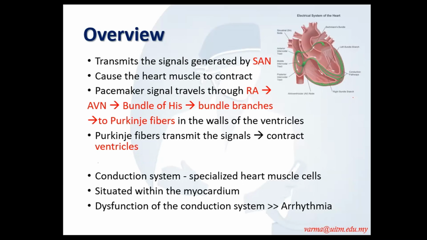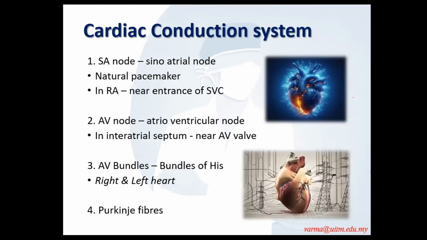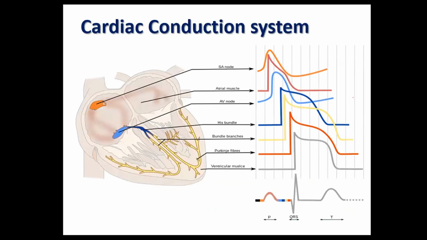So the pathway is this. The signal is generated by the SAN. The pacemaker signal travels through the RA and goes to the AVN. From the bundle of His, it goes to the bundle branches, to the Purkinje fibers, into the walls of the ventricle. Purkinje fibers transmit the signals to contract the ventricle. So that is the cardiac conduction system as a summary: the sinoatrial node, the natural pacemaker in the RA; the AV node in the interatrial septum near the AV valve; the AV bundle, bundle of His; and finally your Purkinje fibers.